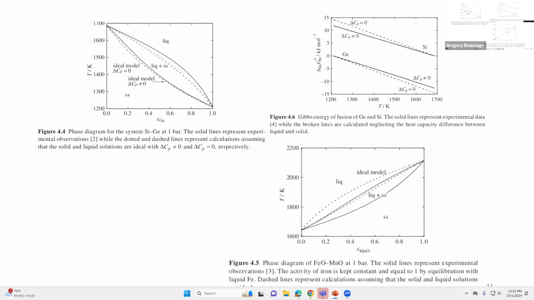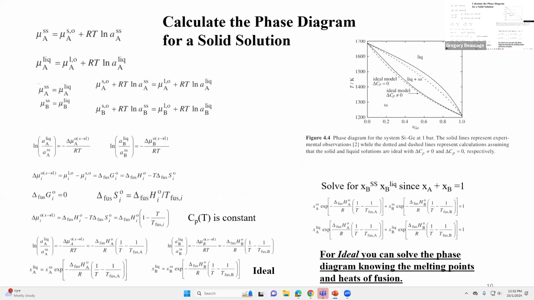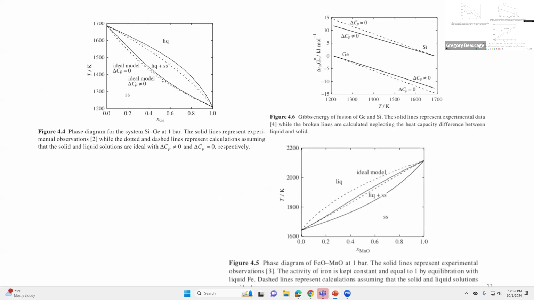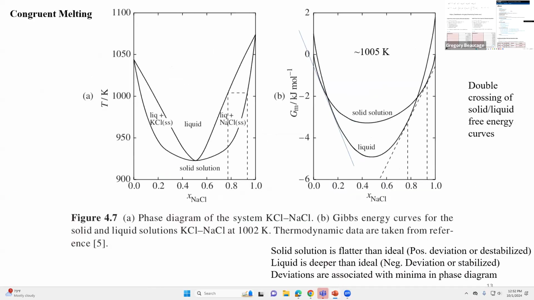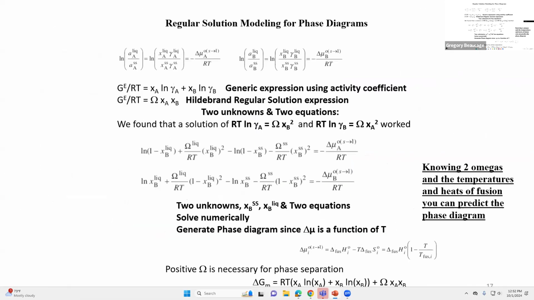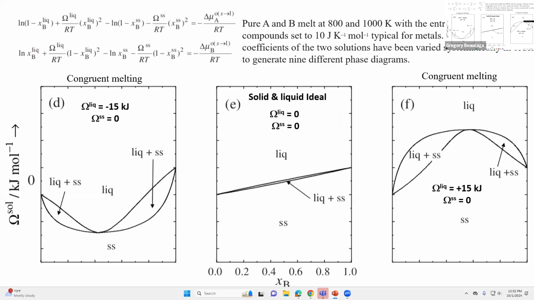There it is. Here, this one. I guess it doesn't show the free energy curves here, but the free energy curves would just be two humps that are symmetric with each other for that one. And then if you destabilize the liquid, so when that's positive, that means that it favors demixing. So the liquid phase wants to demix and the solid solution is still 0, then you get this upward tilt.